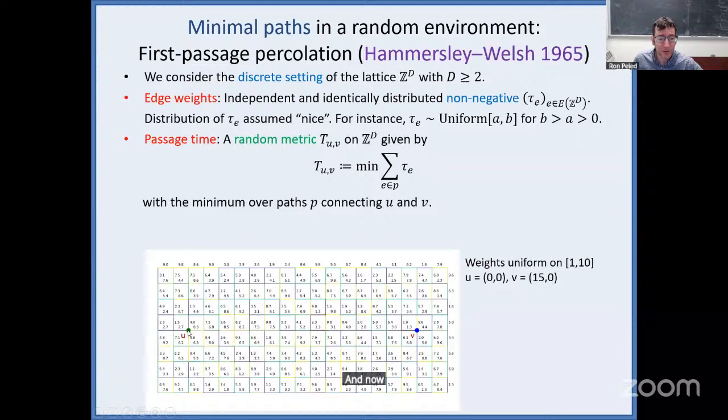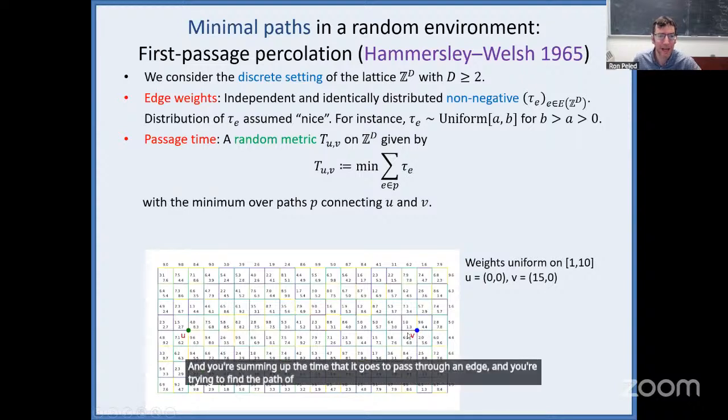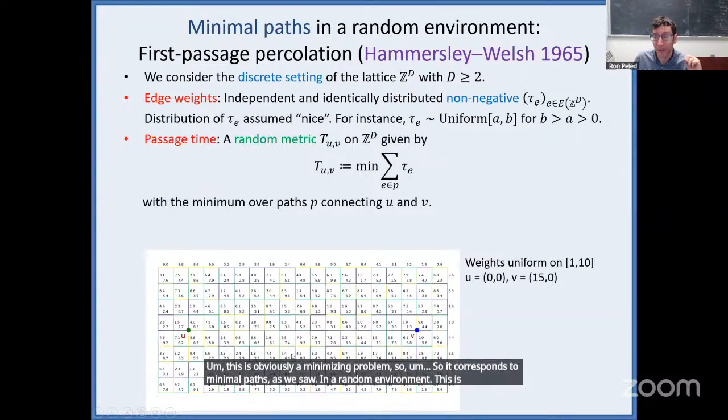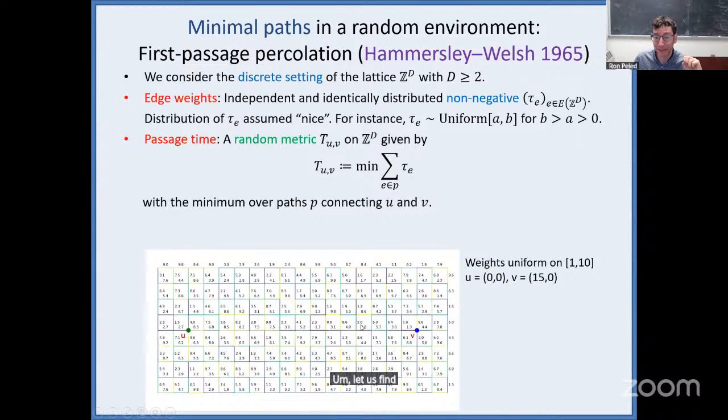Now you're trying to find the shortest time to go from a point u to a point v. You're looking at all the paths that connect u to v, summing up the time it takes to pass through each edge, and trying to find the path of minimal time. This is called the passage time. It's the minimum over all paths of the sum of the weights on the edges of the path. This is obviously a minimizing problem, so it corresponds to minimal paths, as we saw, in a random environment. This is the environment. Let us find the minimal path in this picture.